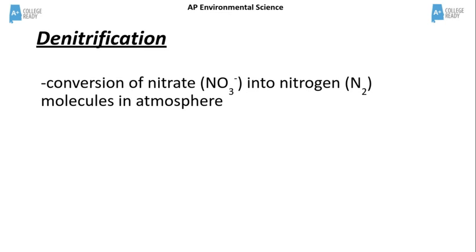Denitrification is the conversion of nitrate, NO3-, into N2 gas by denitrifying bacteria. The N2 gas is then released back into the atmosphere and the cycle continues. Denitrification is the only nitrogen transformation that removes nitrogen from ecosystems.